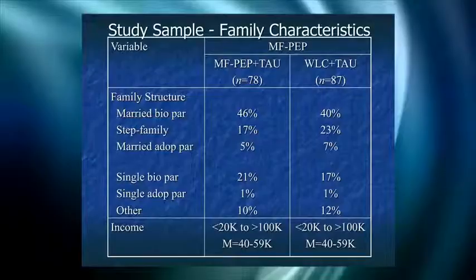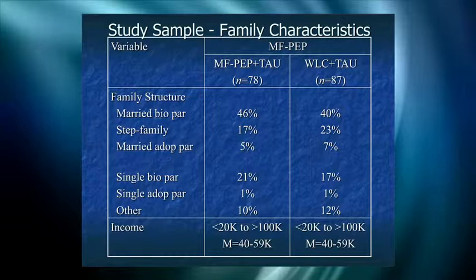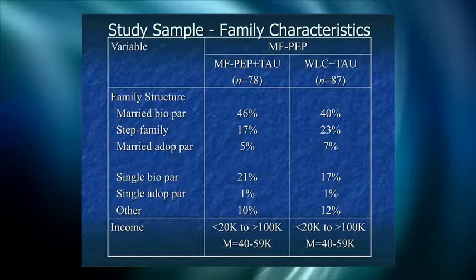So we got families from throughout the state of Ohio, one family from Erie, PA, who faithfully came to every winter group that we had through the ice belt. We had a very wide array of family structure. So you've got the TAU, which is treatment as usual, the MFPEP plus treatment as usual, or the wait list.